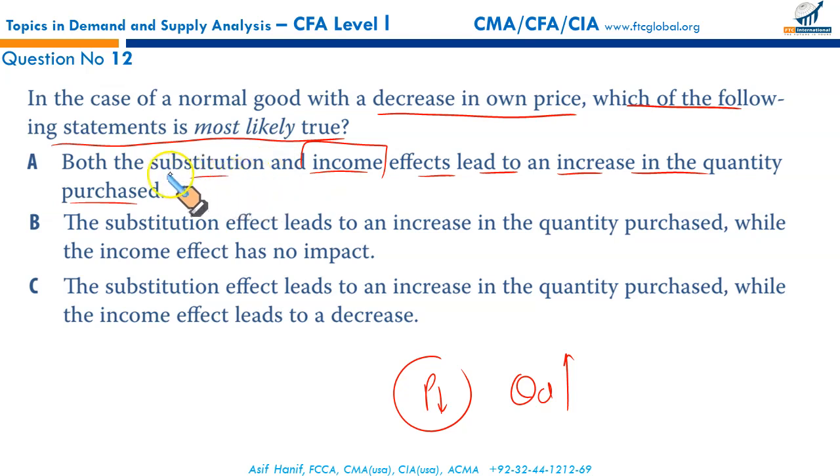And a decrease in price will also result in the substitution effect. So the decrease in price would result in higher quantity demanded because both the substitution and income effects will reinforce each other, thereby leading to an increase in the amount purchased after the drop in price. So that makes A the correct option. Look no further, we got our answer.